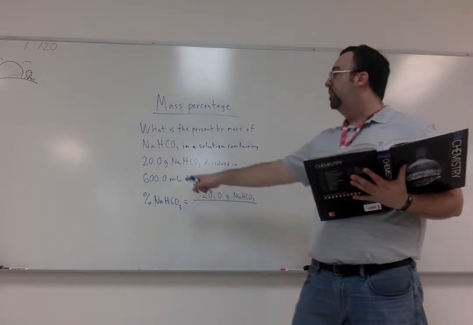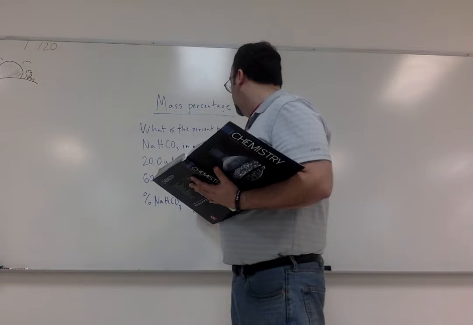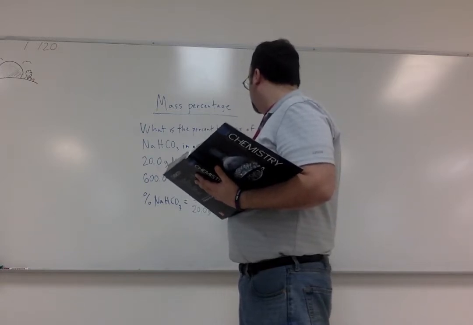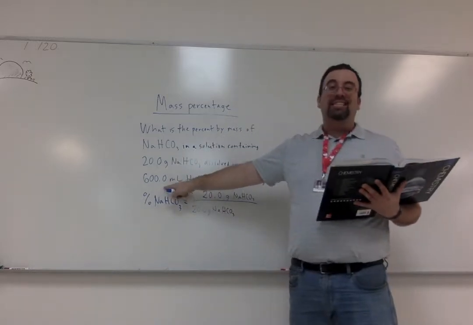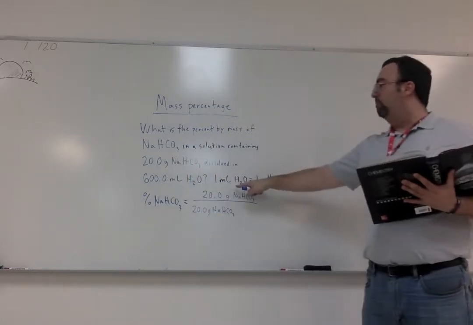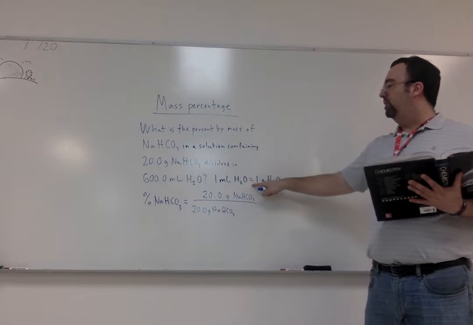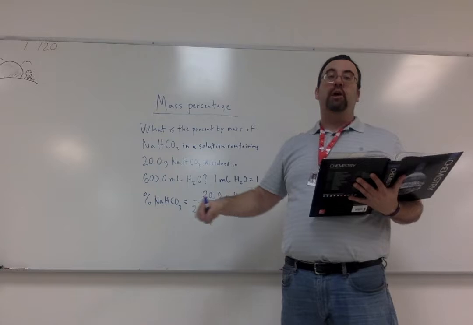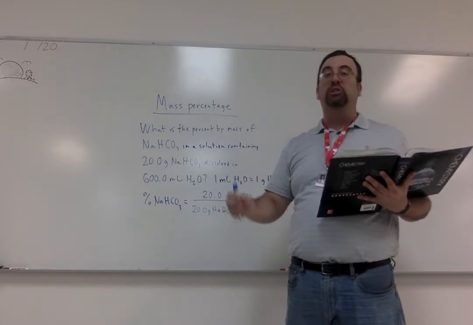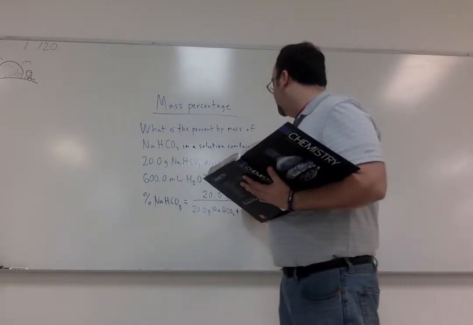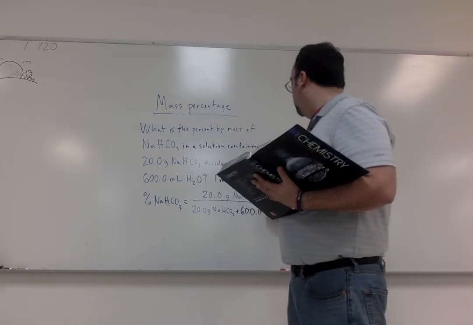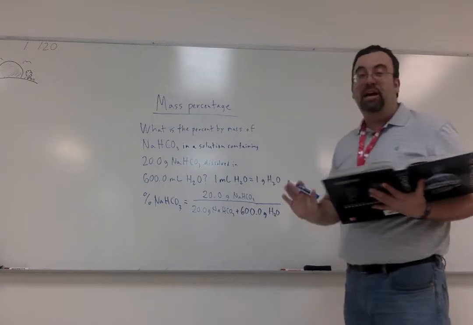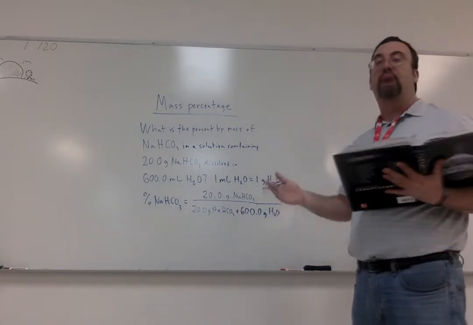So we're going to have 20.0 grams of the sodium bicarbonate. We're given 600 mL of water. Remember that 1 mL of water is the same thing as 1 gram of water, so if we have 600 mL of water, we also have 600 grams of water. So we add 600.0 grams of water. And then because it's a percentage, we multiply that by 100.